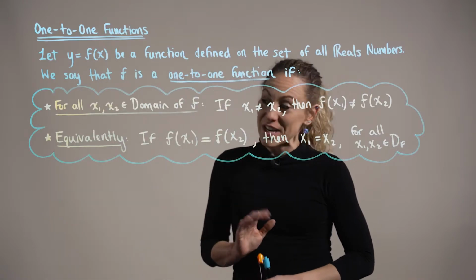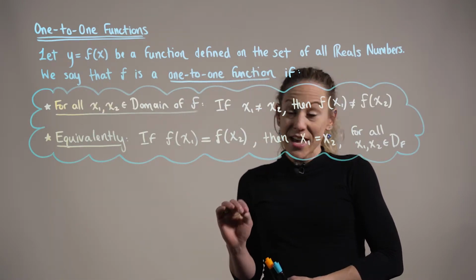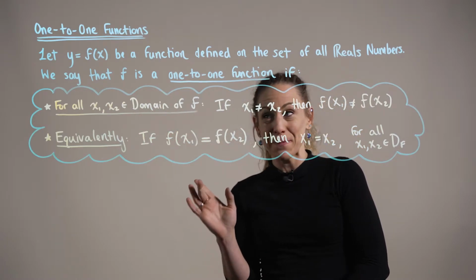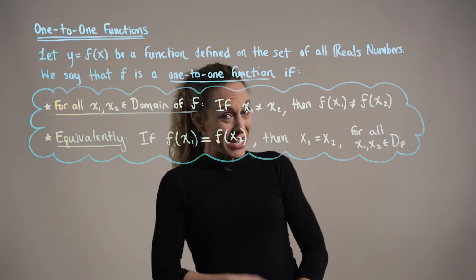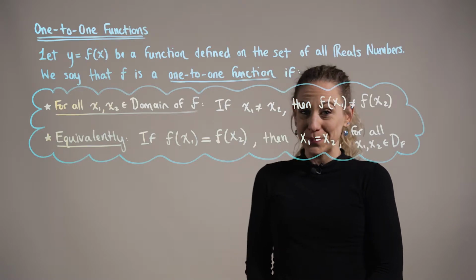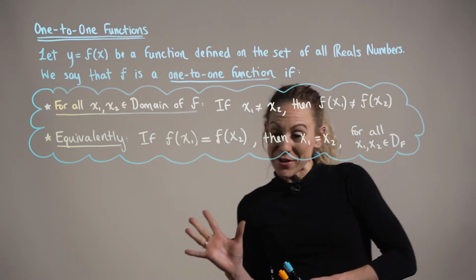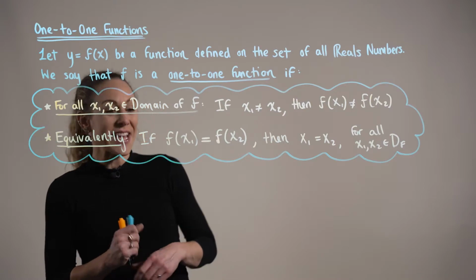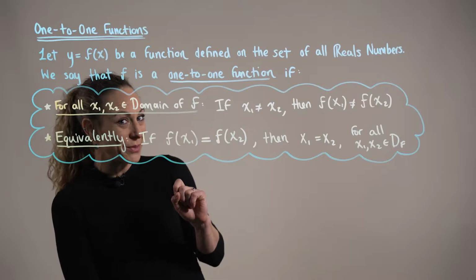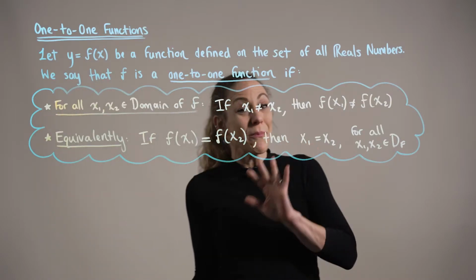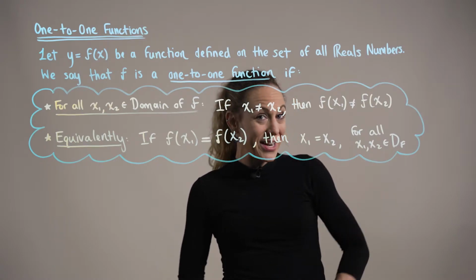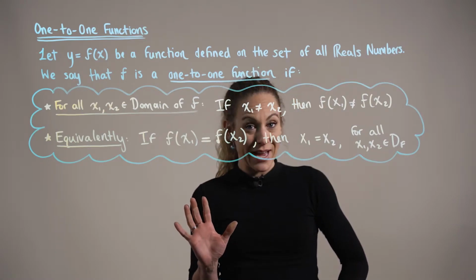So we say that a function is a one-to-one function if for all x sub 1 and x sub 2 in the domain of this function f, if x sub 1 does not equal x sub 2, then f of x sub 1 cannot be equal to f of x sub 2. Now, an alternative and equivalent way to think about this is the statement that if f of x sub 1 is equal to f of x sub 2, then x sub 1 must be equal to x sub 2. And again, this is for all elements x sub 1 and x sub 2 in that function's domain.